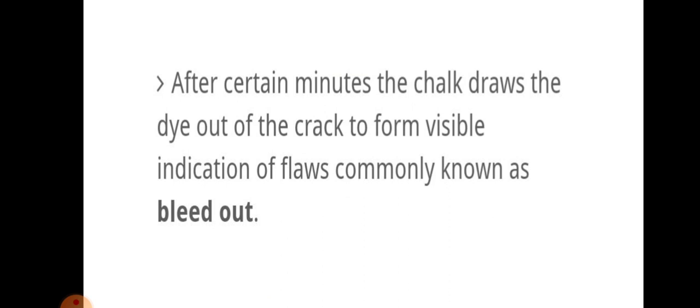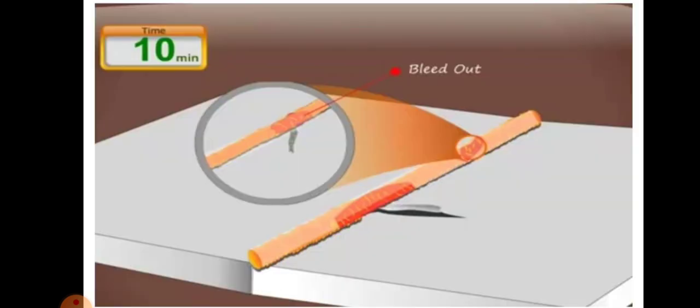After some minutes, the chalk will draw the dye out of the crack to form a visible indication of flaws, commonly known as bleed out. Here we can see that after 10 minutes or so, the cracks will be visible. So we will call this the bleed out phenomenon.